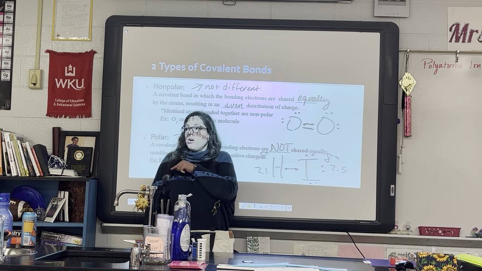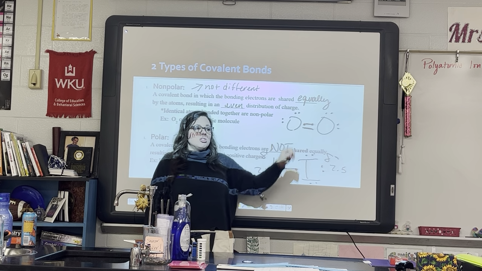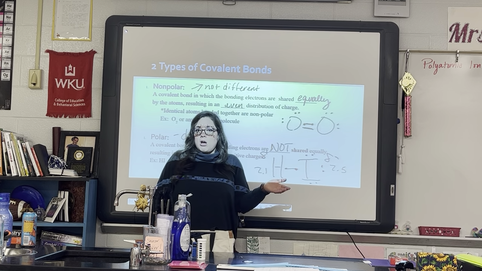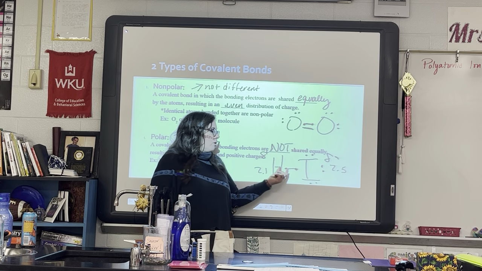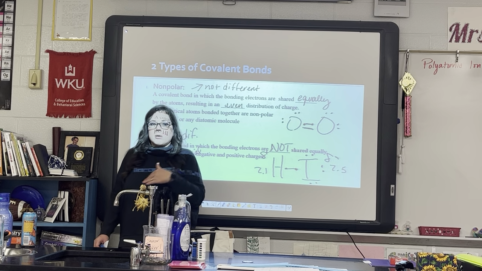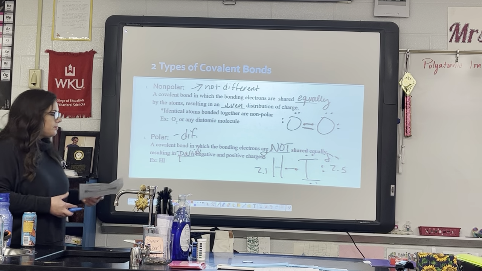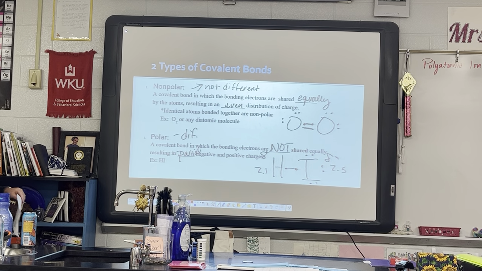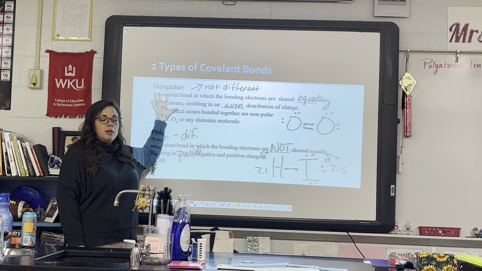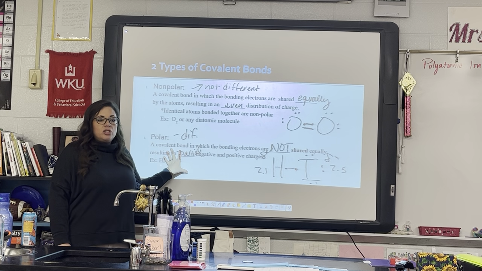Now, we'll talk tomorrow about how the shape of our structure can also determine polarity, whether it's polar or nonpolar, whether we have a polar bond or a whole polar molecule. Okay, we'll talk about that tomorrow when we talk about VSEPR theory. Okay? So we have nonpolar molecules where the electrons are shared equally. We have polar where they're not shared equally.